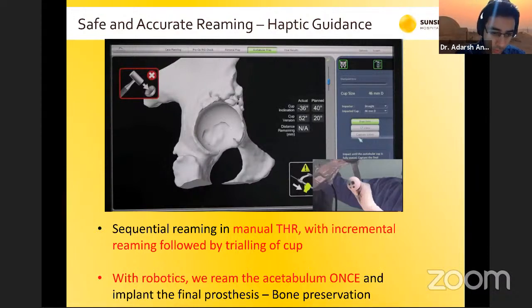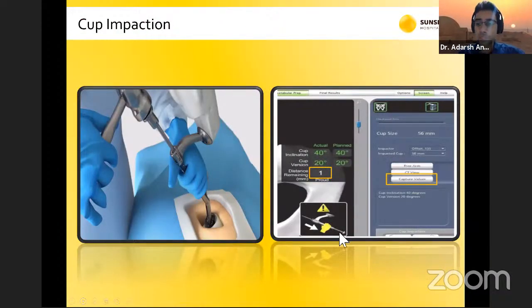Right. So let's go on to the next part. The next part is the cup impaction. So here we don't even have to worry about trialing. We go directly to our final cup impaction. Here is where the robot actually locks in. Once you've done your ream and you've decided your cup size, here it's 56, you put your cup on that particular robotic arm, bring it near the field, and you lock it. It automatically moves into the position that we had determined. We determined 40 degrees and 20 degrees. It goes into that position, and then you start hammering.